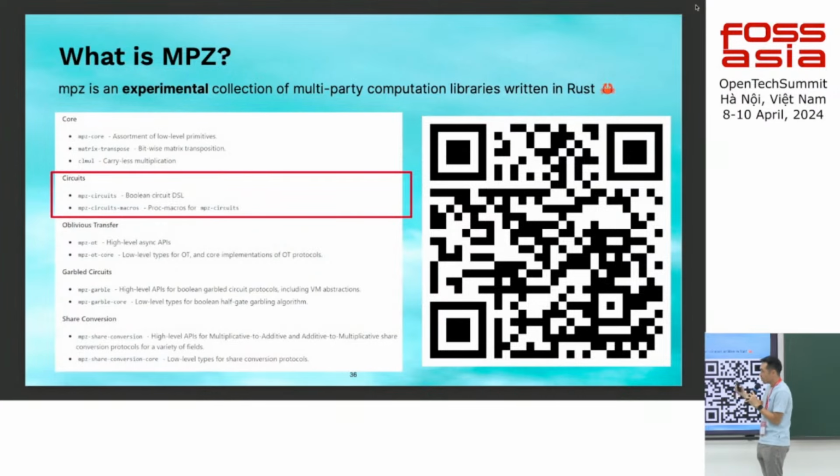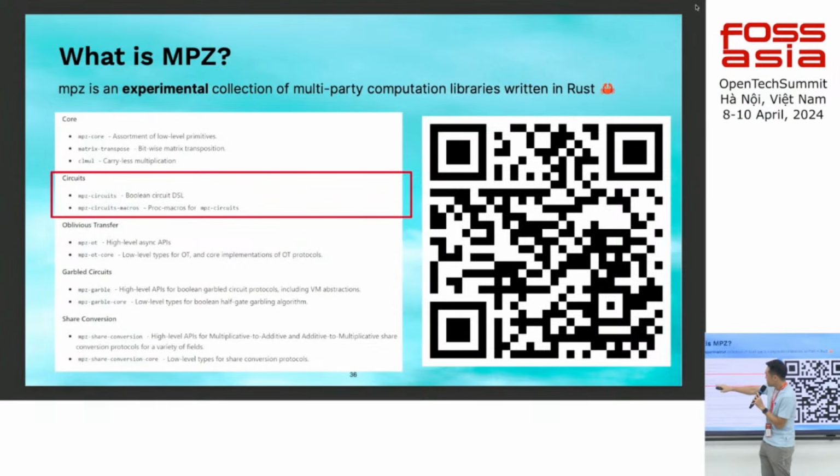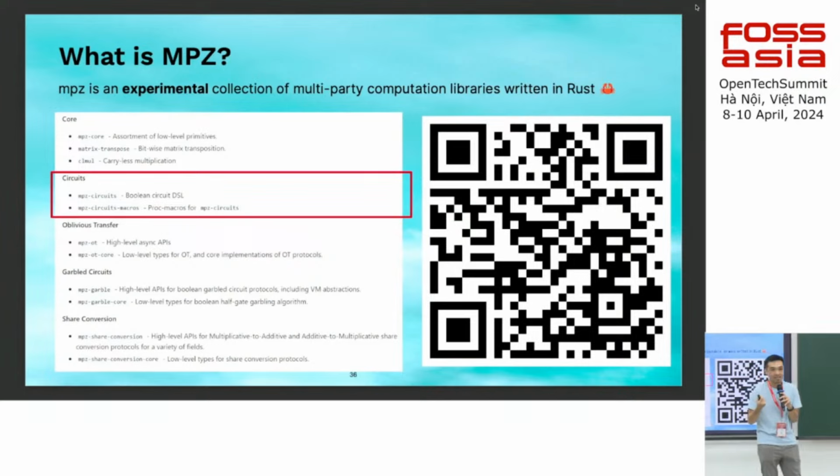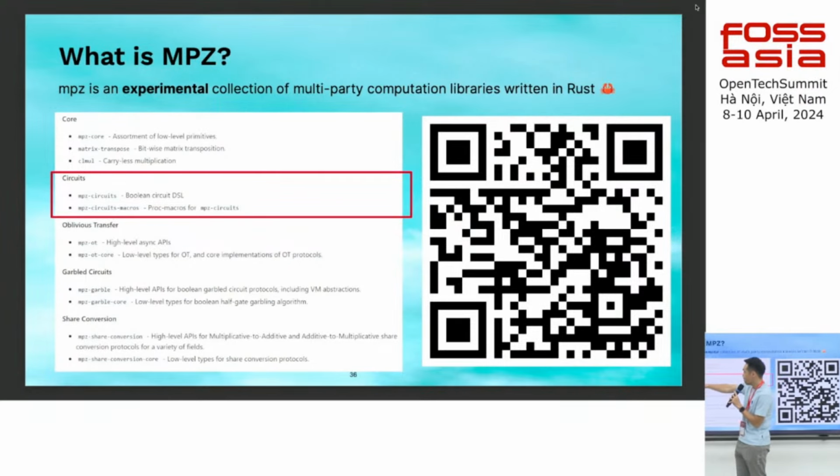Thì khi mình mô tả cái mạch mà mình muốn làm, mình có thể tập trung vào phần thư viện, cái module là MPC circuit hoặc là MPC circuit macro. Thì mình có thể mô tả một cái mạch nhị phân, MPC circuit này sẽ cho phép mình mô tả một cái mạch nhị phân nè.